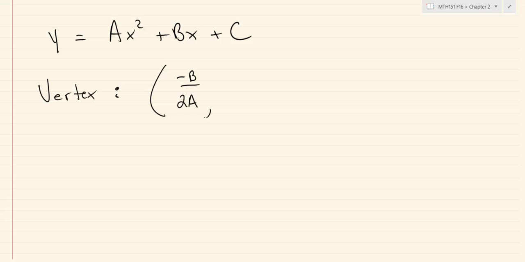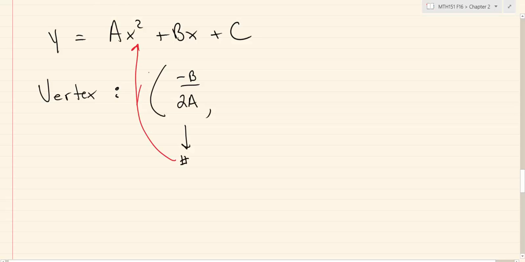If this is the x-coordinate of the vertex, how do you find the y-coordinate of the vertex? What you do is you take this number, because this is just some number, and you plug it back in for x. So you plug it in for x there, and you plug it in for x there, and you calculate y. If we were to write this in function notation, you are finding f of the opposite of b over 2a.